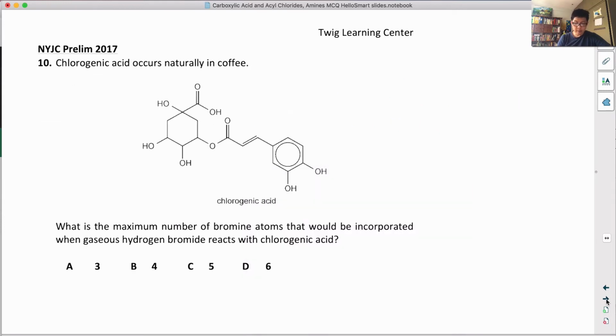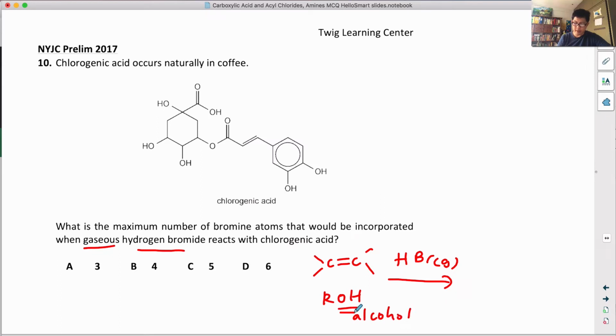What's the maximum number of bromine atoms that can be incorporated when gaseous HBr reacts with chlorogenic acid? Okay, HBr gas actually only reacts with two things here. I'm going to just tell you. It will react with alkene, and it will react with alcohol. The OH will be replaced with a Br.